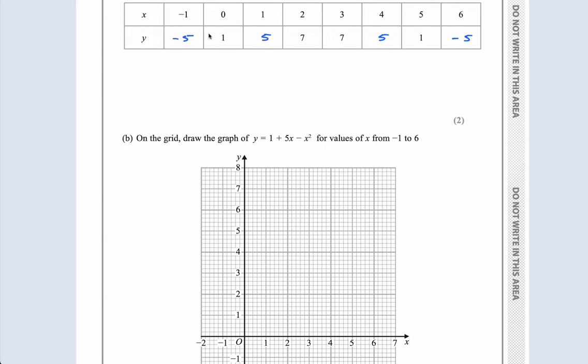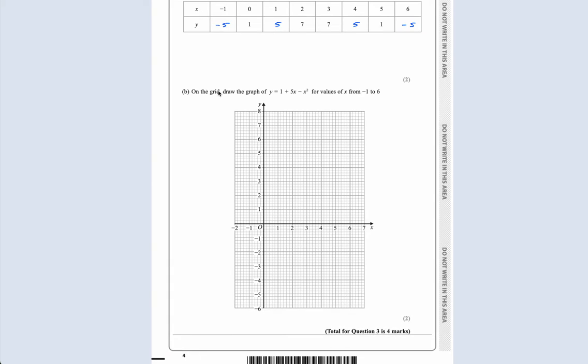Then let's enter this into the graph, because we're going to draw the graph. So let me zoom out a bit. -1, -5, so exactly here. 0, 1 is there. 1, 5 is here. 2, 7 is there. 3, 7 is there. 4, 5 is here. 5, 1 is there. And 6, -5 is there.